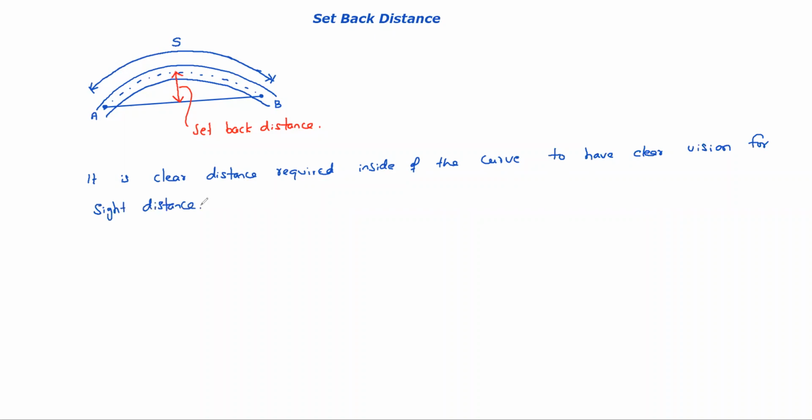So sight distance must be clearly visible from one point to another point. For that, no structure should be constructed within the setback distance region. No tree should be grown here. That is the main requirement here. How to calculate this setback distance based on radius and all, we will see in detail.